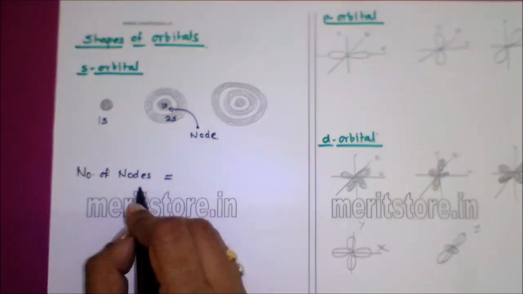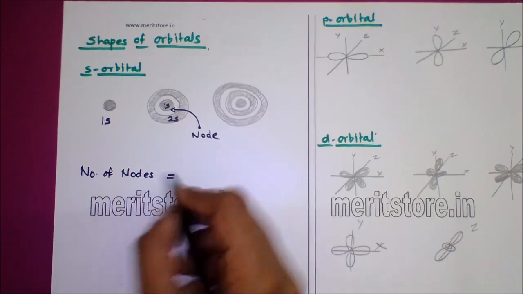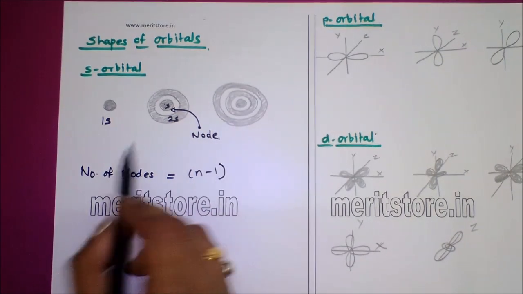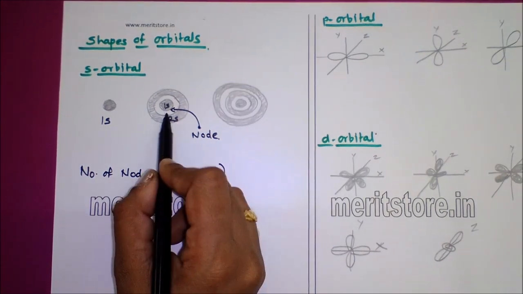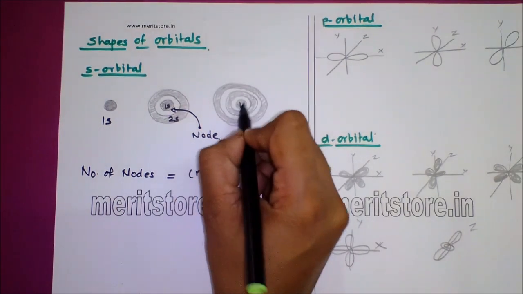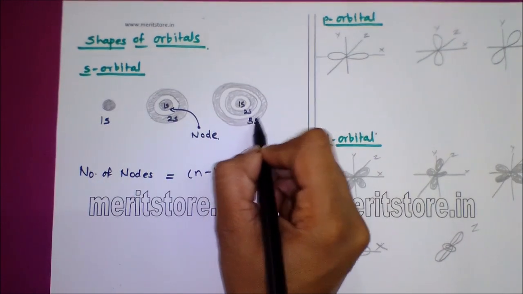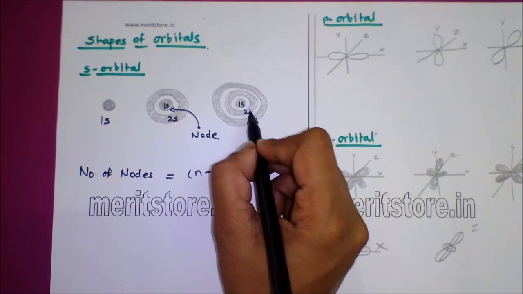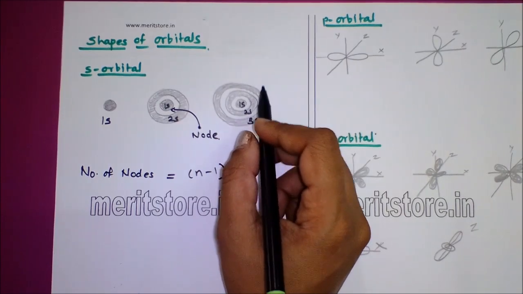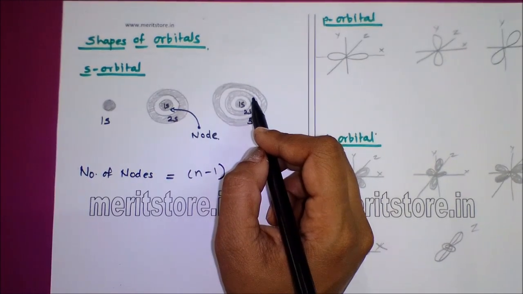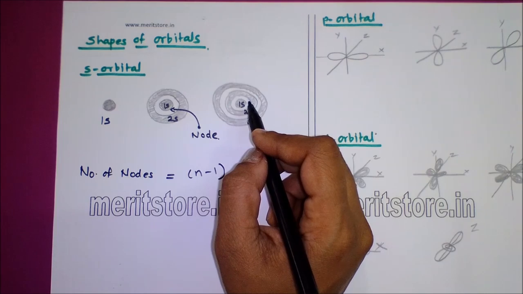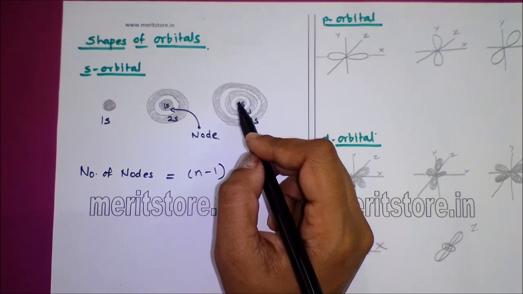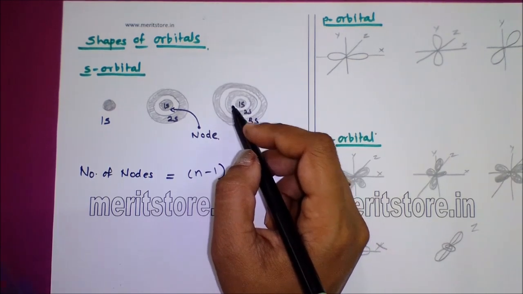The number of nodes is found with the simple formula n minus 1. Suppose the atom has 2 shells, so 2 minus 1, there will be 1 node. In the case of 1s, 2s and 3s, they are separated by 2 different nodes. So the s orbitals are spherical, symmetrical and non-directional, and they are separated by a region where the probability of finding an electron is 0, which we call a node.